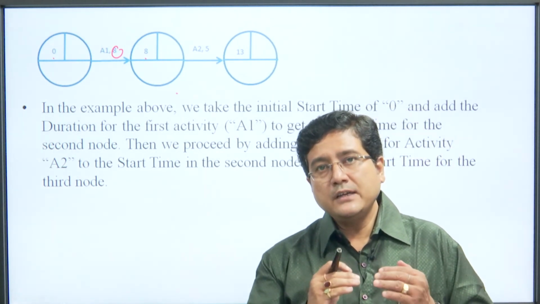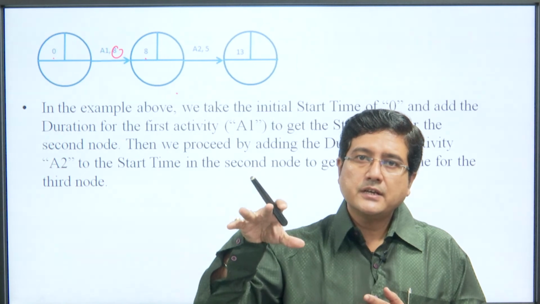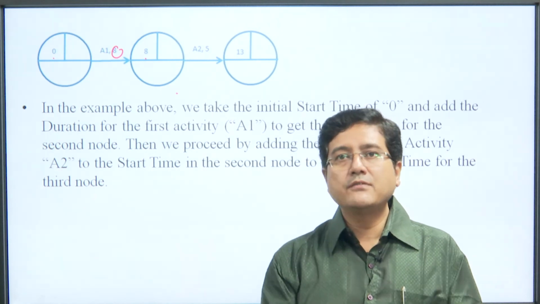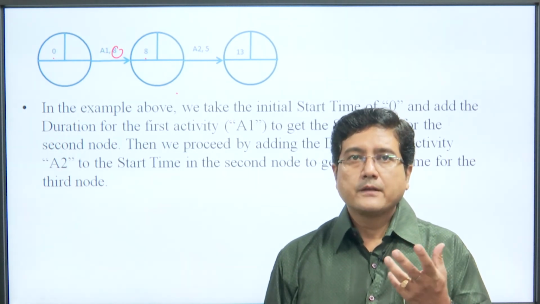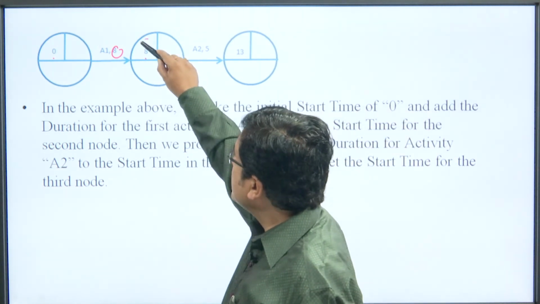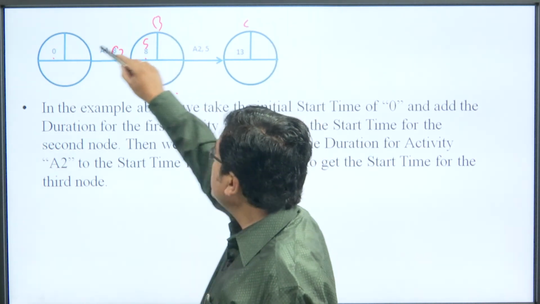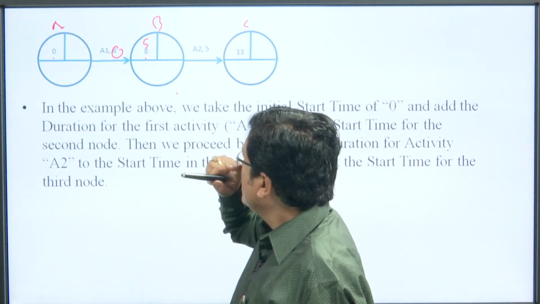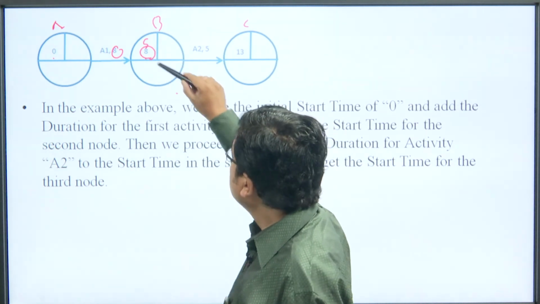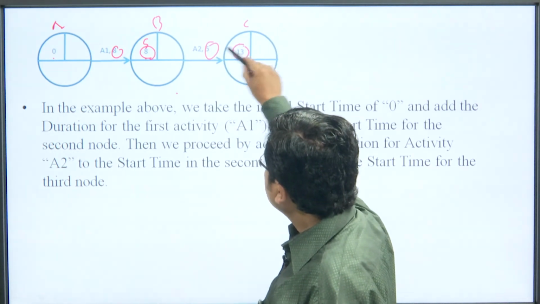That means we started our journey and reached a certain destination after 8 hours. The next step will start only after we reach there. So, the next node starts from 8. For these nodes, B, C, D, A: for A the starting time is 0, for B the starting time is 8, and this is 5. So, for C the starting time is 13.